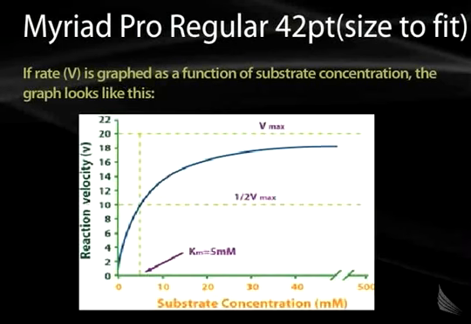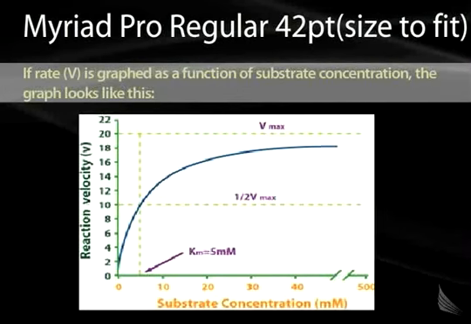Now we can graph this. We can graph velocity or rate versus the substrate concentration. And when we do that, the graph looks like this. It's a rectangular hyperbola. And so you can see that when substrate concentrations are very low, as you increase the substrate concentration, the velocity increases rapidly. As the substrate concentration continues to increase, the rate at which the velocity increases levels off until it reaches a Vmax, the point at which no matter how much more you increase the substrate concentration, the rate will not change.